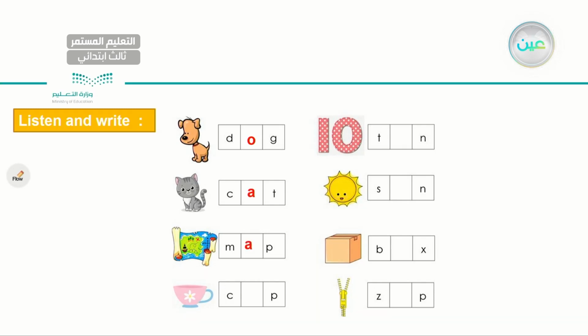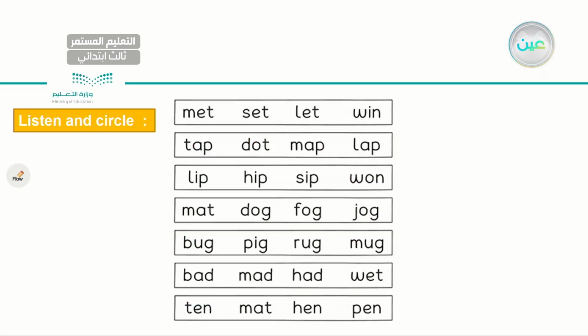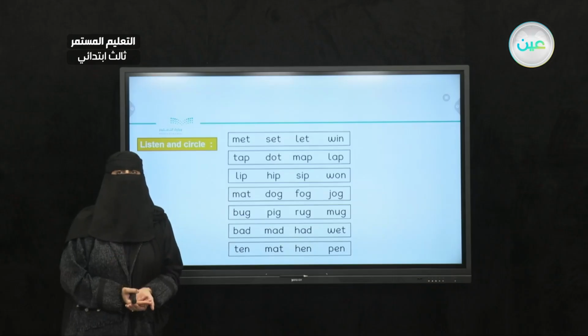Cup. I have U. Very good. Ten. I have E. Excellent. Sun. U. Excellent. Box. I have O. And zip. It's an I. Very good.